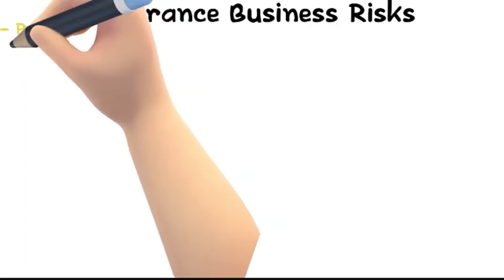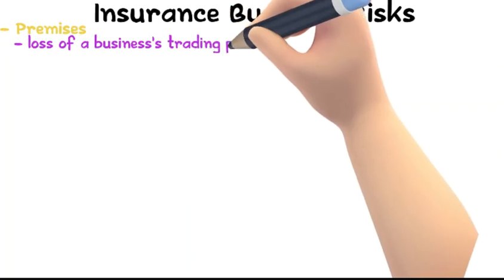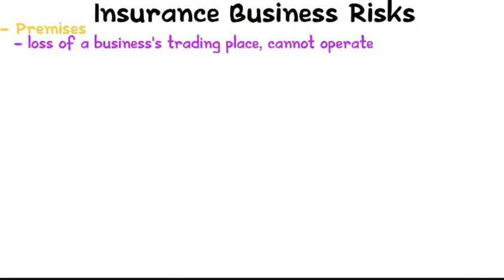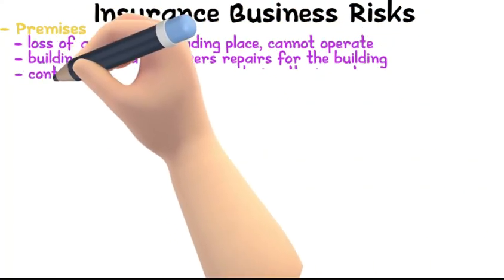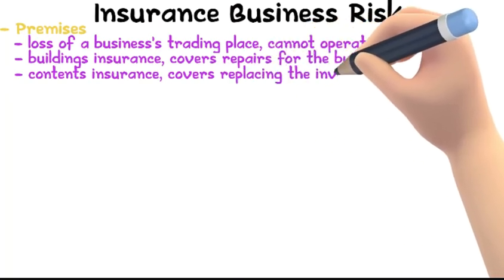Premises. Loss of a business's trading place would mean that the business cannot operate. Due to this, most businesses take out premises insurance. A building's insurance covers repairs to the building itself, and contents insurance covers the replacing of any inventory.